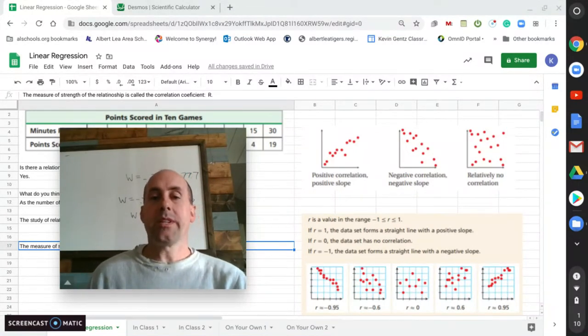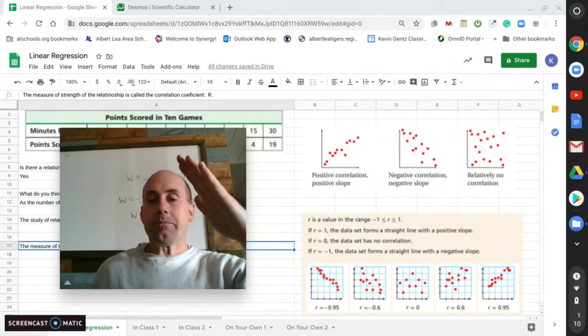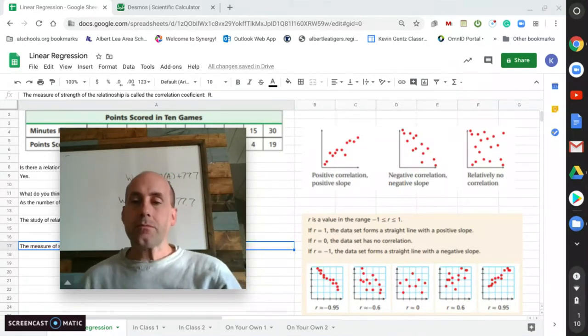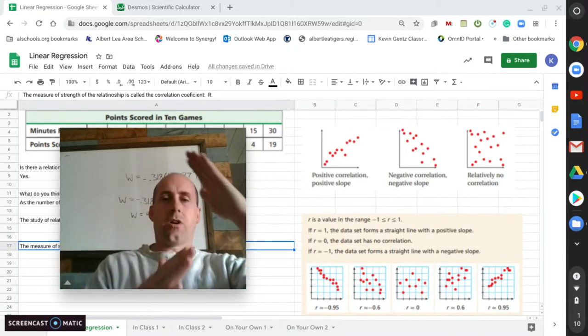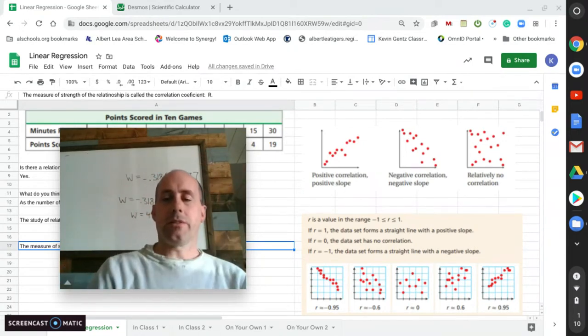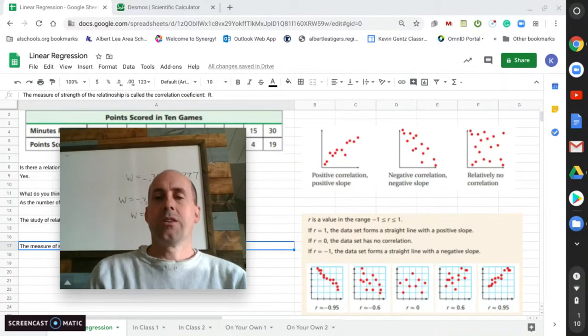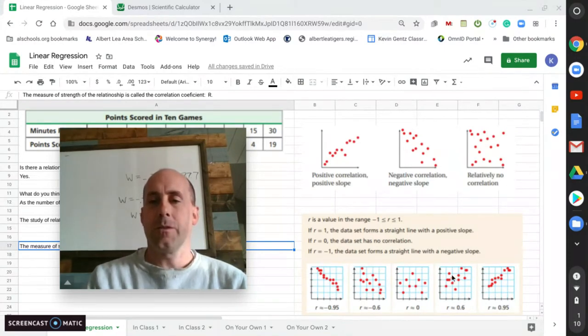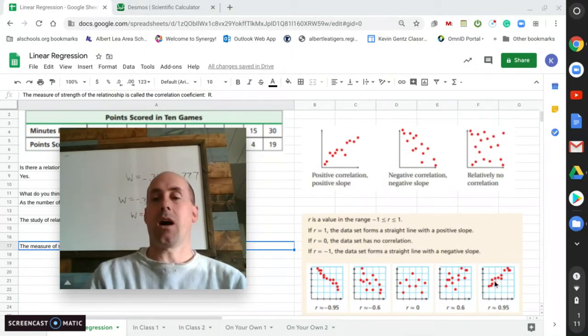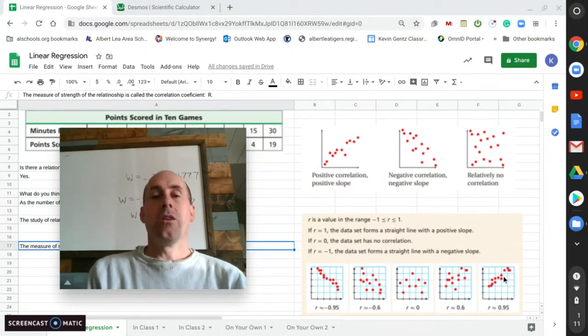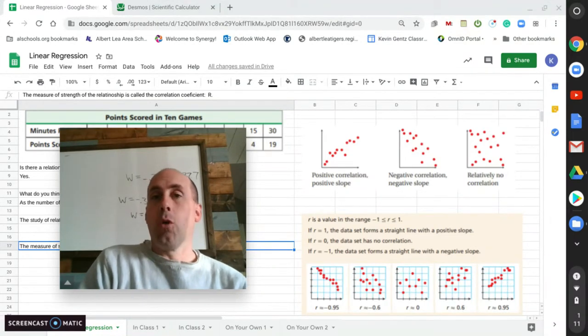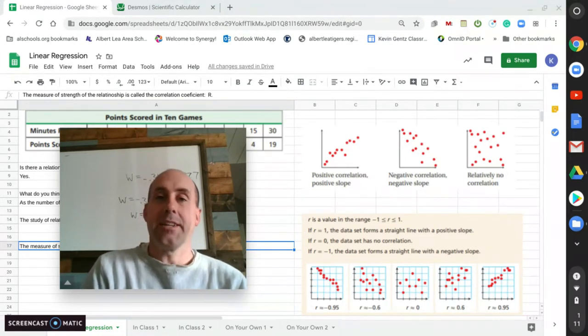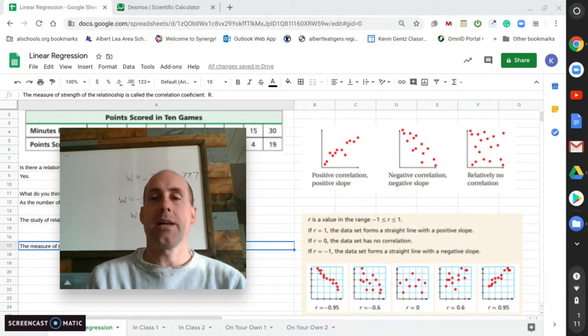And then the next one, the data looks like it's trending up. Definitely trending upward. It's positive, not real close together, but positive. And then the last one, the data points are really tightly packed together and trending upward, so 0.95. Notice that it doesn't tell us the actual slope, it just tells us whether the slope is positive or negative.